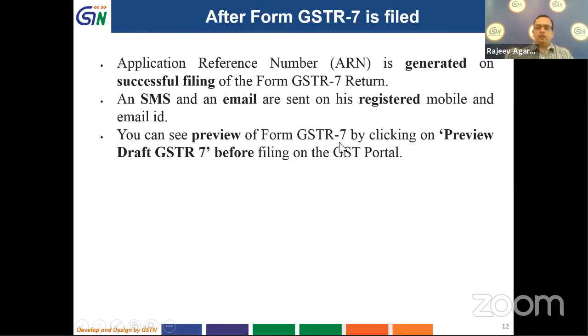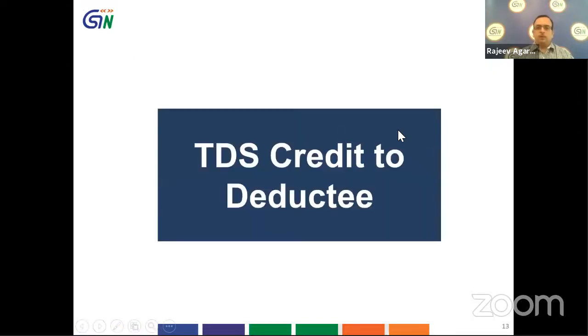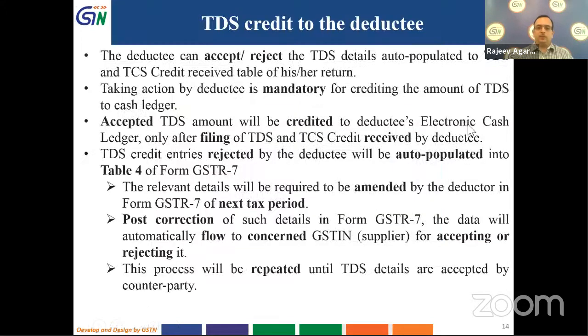Then I can preview GSTR-7 at various stages, which we are going to see just now. Then TDS credit to the deductee: whatever tax is deducted is made available to the deductee. The deductee has to accept or reject the TDS details, which are auto-populated. He cannot take any other action except accepting or rejecting. Taking action is mandatory for crediting the amount to the cash ledger. If the amount is accepted, it goes to the electronic cash ledger, and the deductee can use that amount for paying up his tax liability.